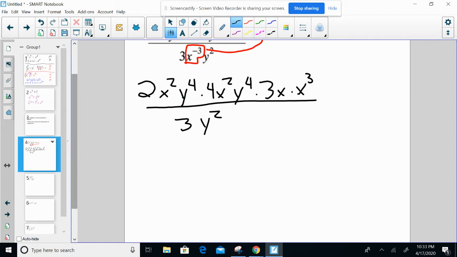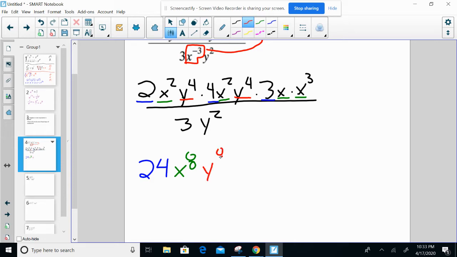But up top, check this out. Numbers still multiply as numbers. So 2 times 4 times 3. 2 times 4 is 8, 8 times 3 is 24. Cool. All right, 24. How many x's do we have? 1, 2, 3, 4, 5, 6, 7, 8. We have 8 x's up top. And then on the bottom, how many y's? 1, 2, 3, 4, 5, 6, 7, 8.